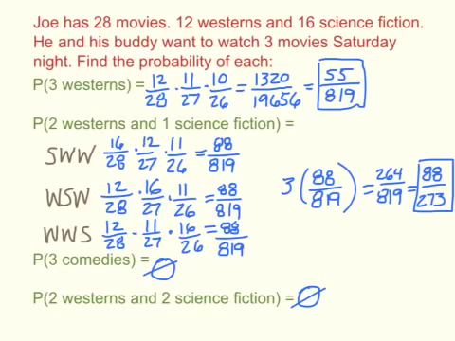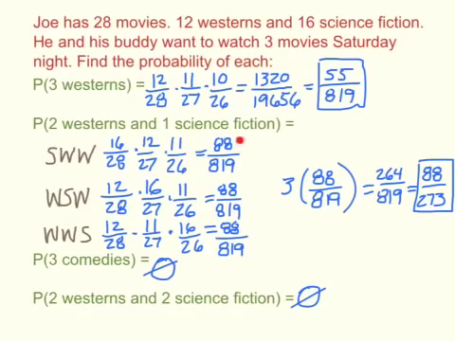If I'd chosen western, science fiction, western, you can see here 12 over 28, 16 over 27, 11 over 26, which also equals 88 over 819 reduced, and 12 over 28 times 11 over 27 times 16 over 26 is also 88 over 819 when you reduce. And if you think about it, we have the same denominators every time, 28, 27, 26. And we have the same numerators every time, 16, 12, and 11. And it doesn't matter what order we multiply in, it's going to be the same answer.